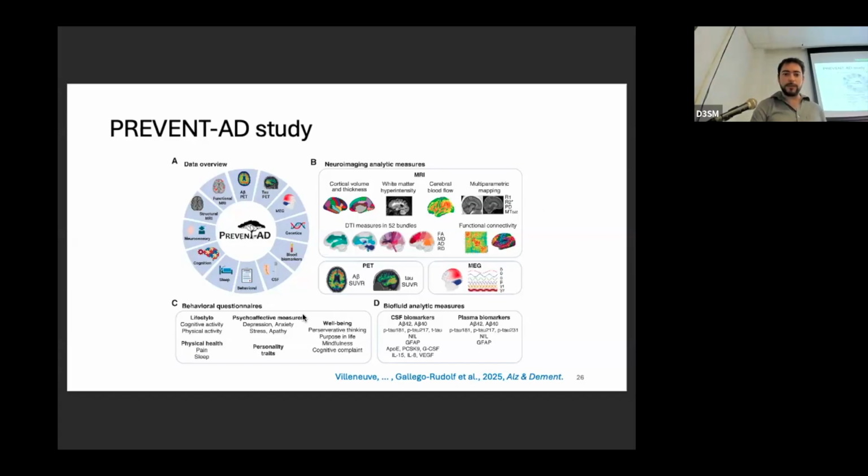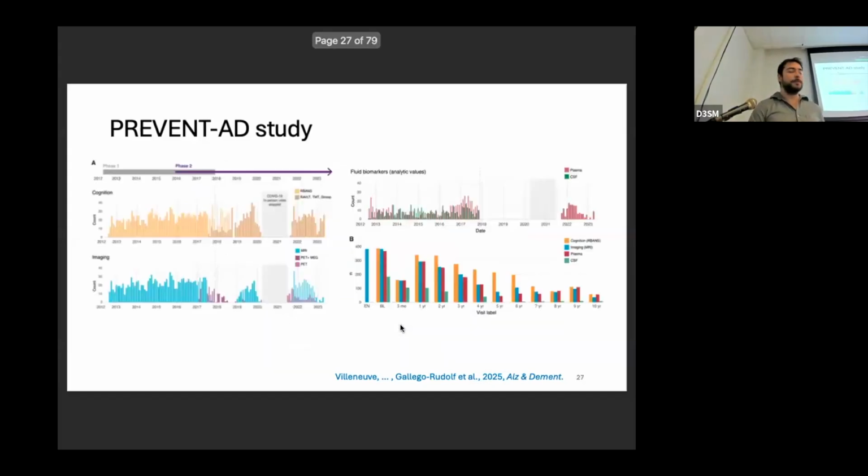And here you can see also the different types of behavioral questionnaires and biofluid measures that we have. So I will refer you to the paper in the end in case you are interested in looking more in depth at the data that is available. This figure is just summarizing the timeline for the data acquisition.